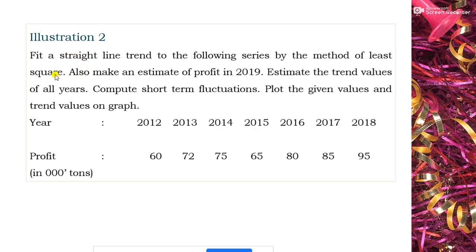So the method of least square, the question is, fit a straight line trend to the following series by the method of least square. Also make an estimate of profit in 2019. Estimate the trend values of all years. Compute short-term fluctuations. Plot the given values and trend values on graph. And you are given year and profit in thousands.